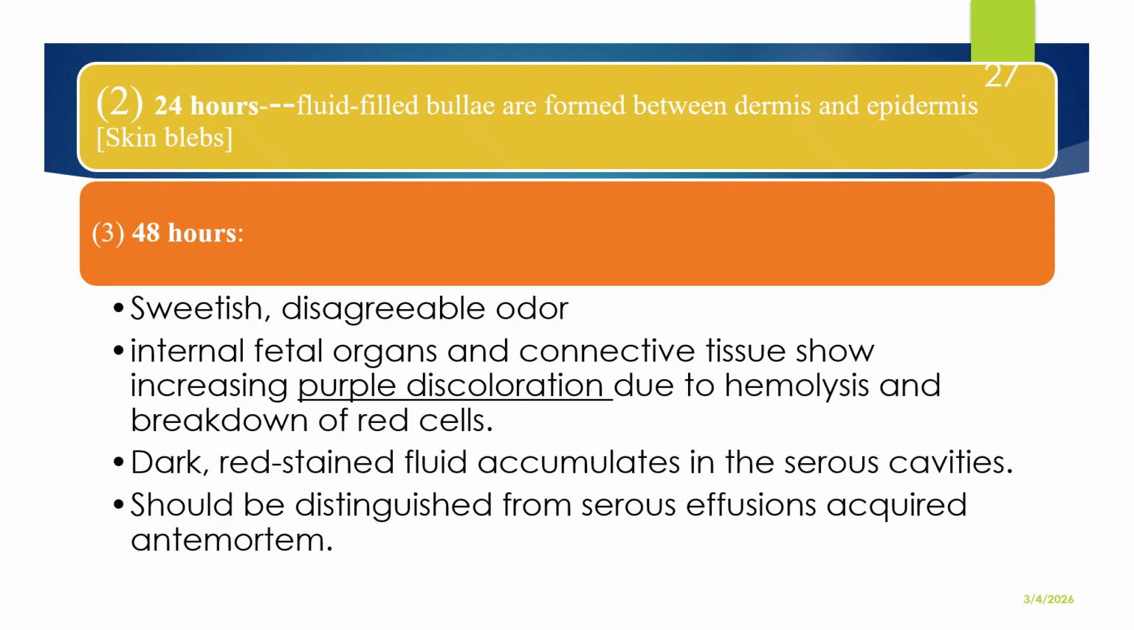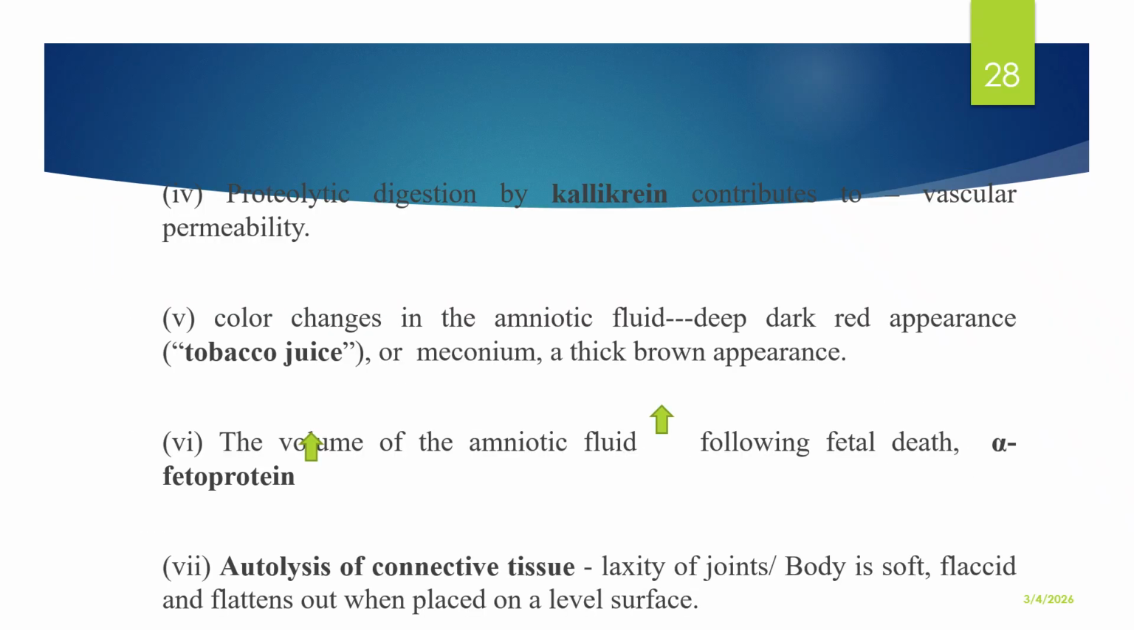Internal fetal organs and connective tissue show increasing purple discoloration due to hemolysis and breakdown of red cells. Dark red stained fluid accumulates in serous cavities and should be distinguished from serous effusions acquired antemortem. Proteolytic digestion by kallikrein contributes to vascular permeability.